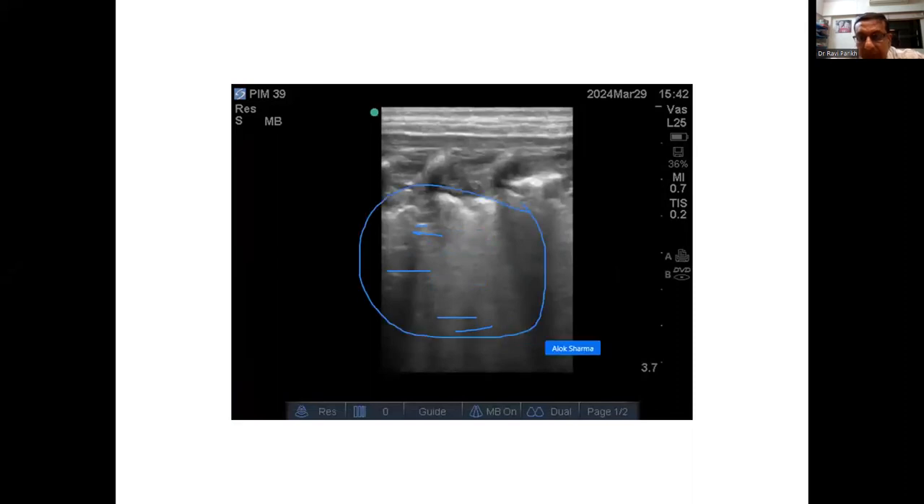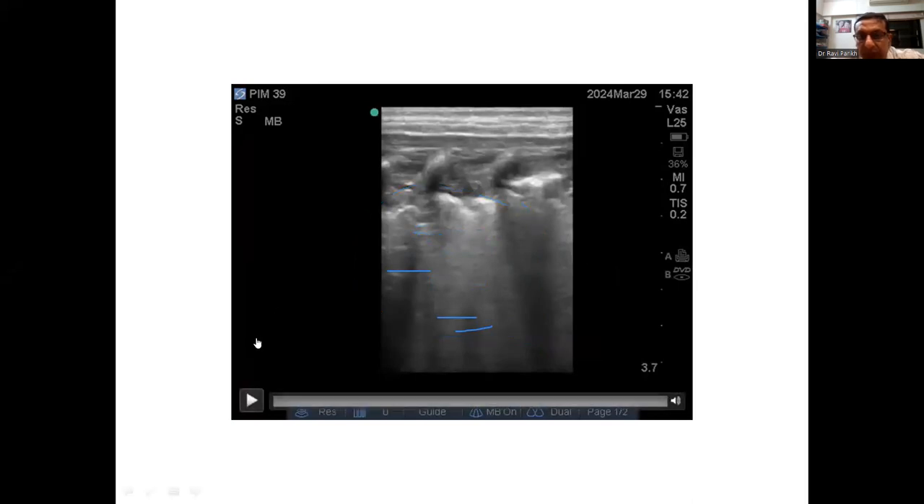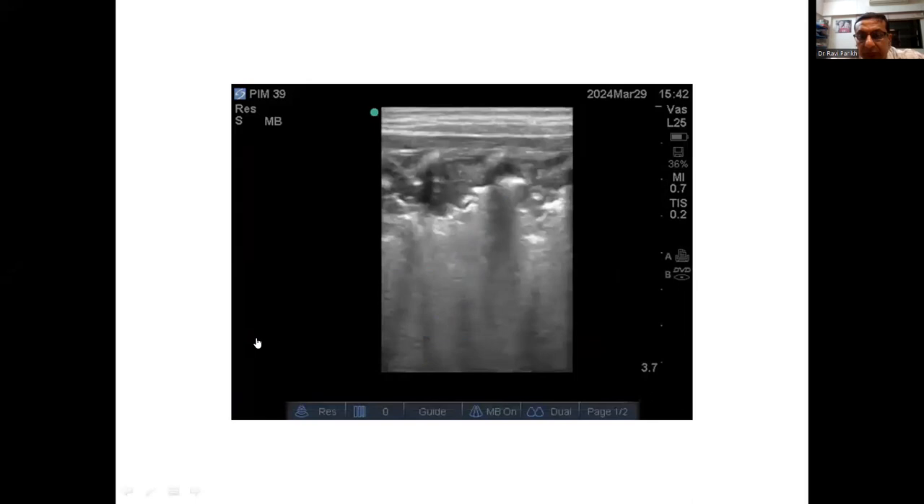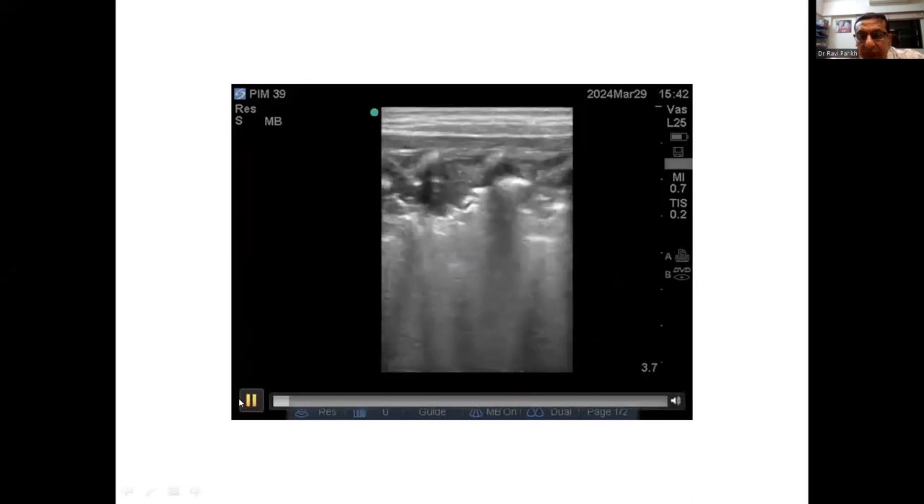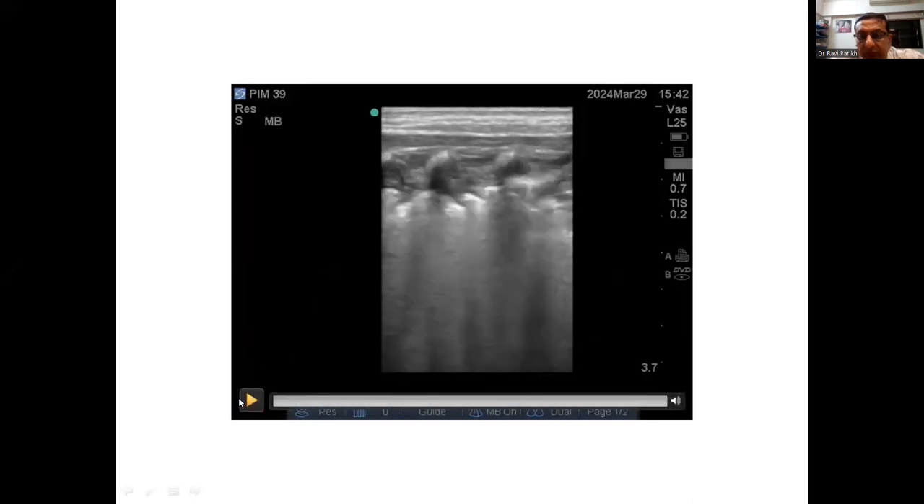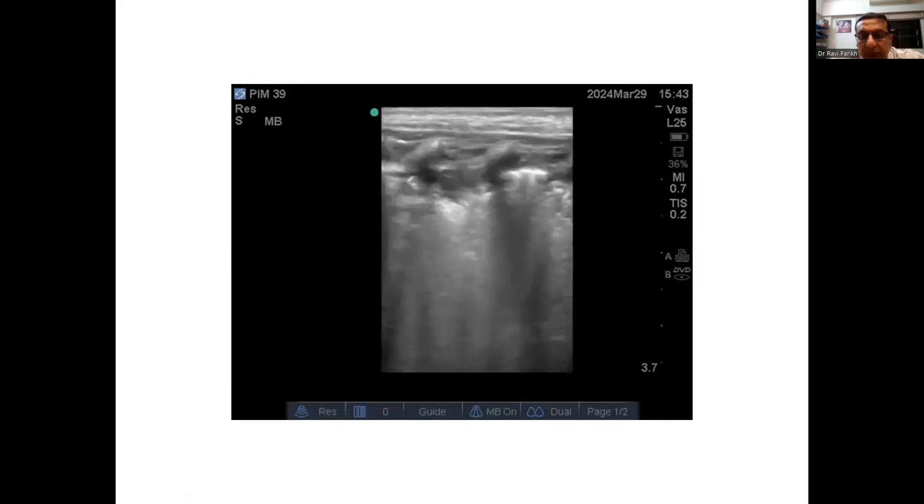Is this the posterior part of the lung? Yes, probably. Okay. These are very different areas. Very nice images. Can you look at whether these are static bronchograms? Yes, ma'am. These are static bronchograms. Basically, you have shred sign.